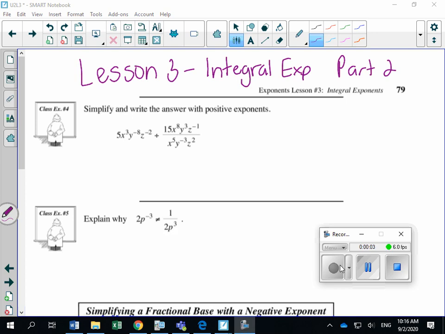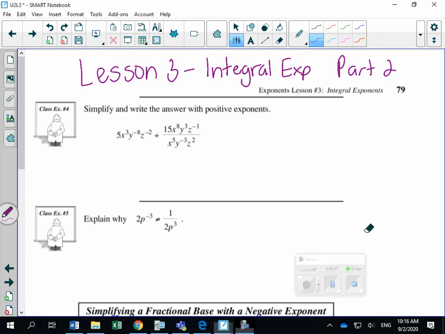This video is part 2 of lesson 3, and in lesson 3 we looked at integral exponents, and specifically with integral exponents what we are interested in is the negative exponent. What happens when we have a number or a variable with a negative exponent, what do we do?